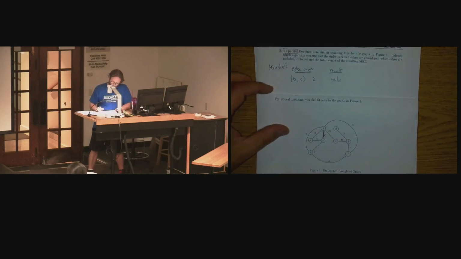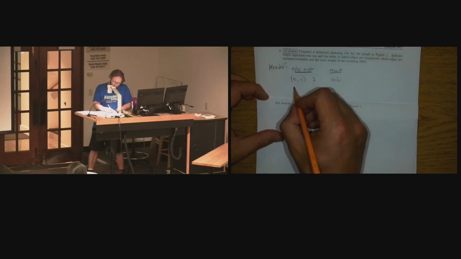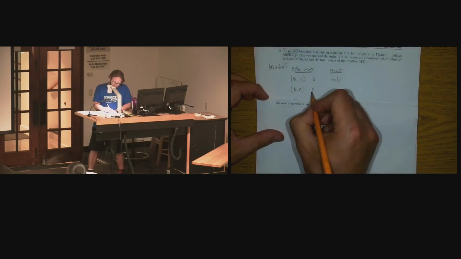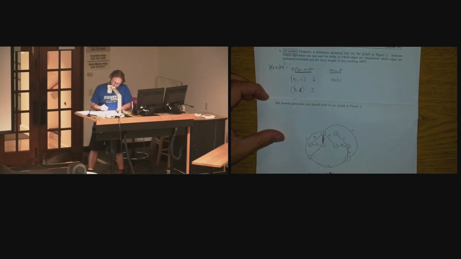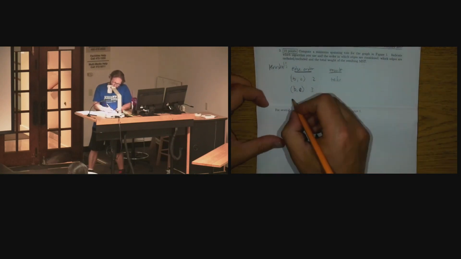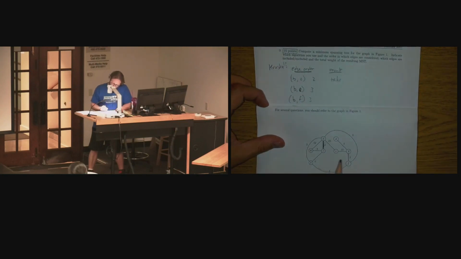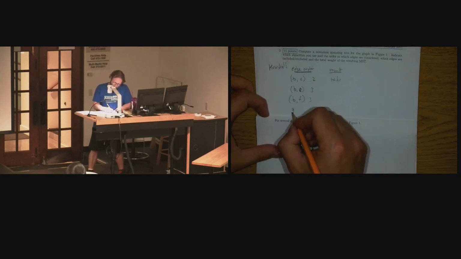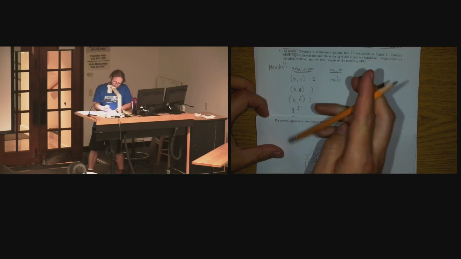The next one that we consider would be one that's weighted 3, either this one or this one. We'll go ahead and break ties arbitrarily, or we can break them according to lexicographic order. BE for 3. The other one would be BF for 3. And the other one would be FG. Let's go in order.